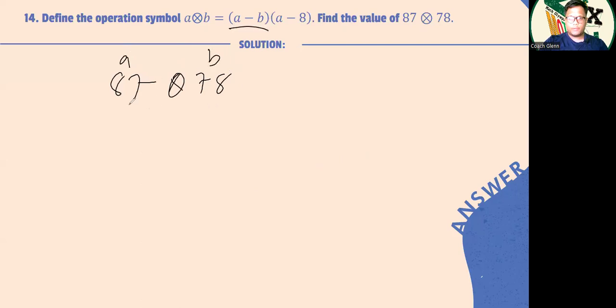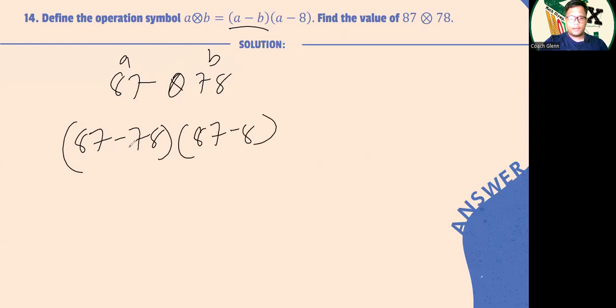So we need A minus B first. So we need 87 minus 78. And then multiply that with A minus 8. So we need 87 minus 8. Okay. 87 minus 78, that's equal to 9. Is it 9? Yep, 9.